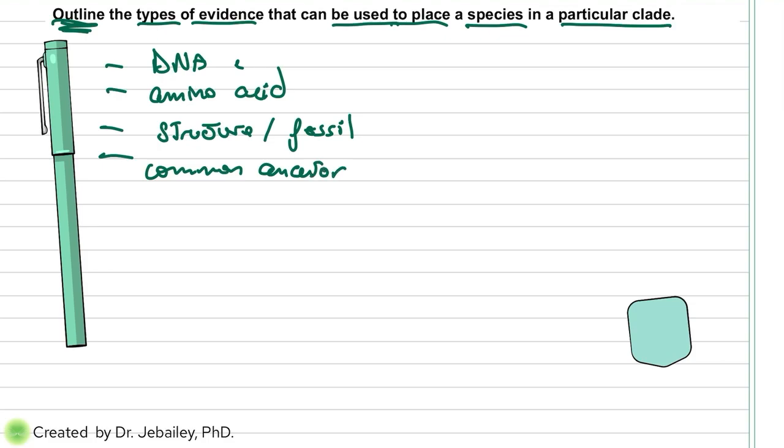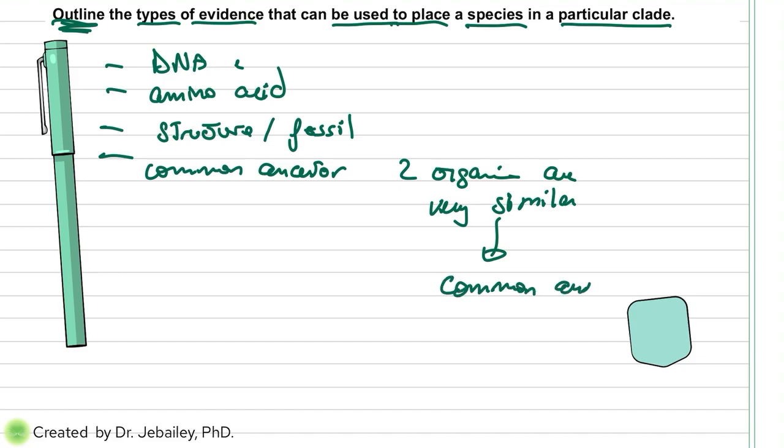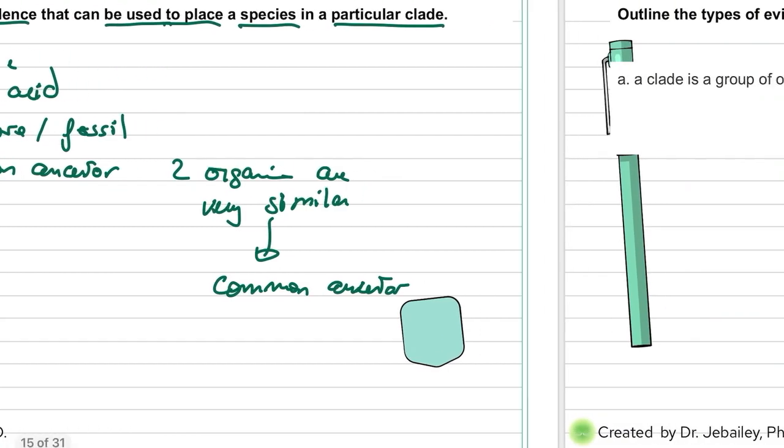You know, the closer they are to each other, that means the closer their common ancestor is, right? So if two organisms are very similar, that means automatically, most likely, that they have a common ancestor that they just diverged from. So let's look at what they have here.